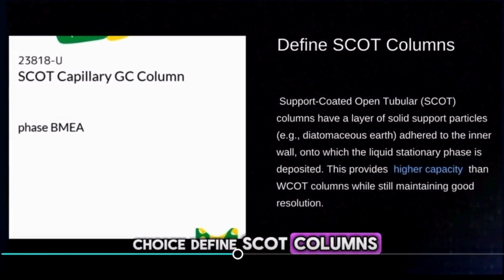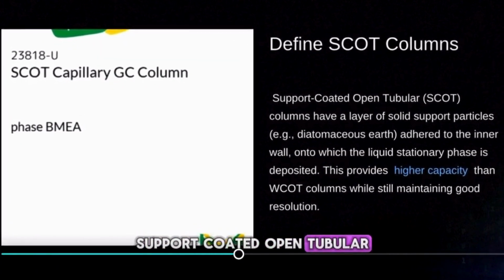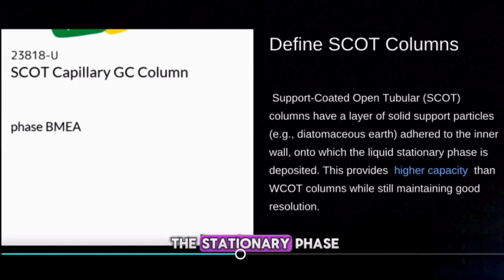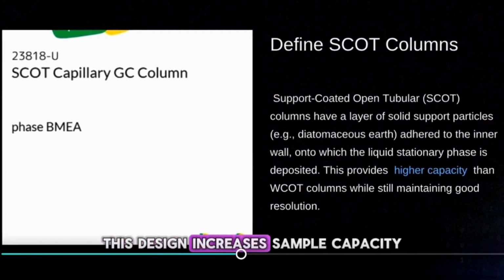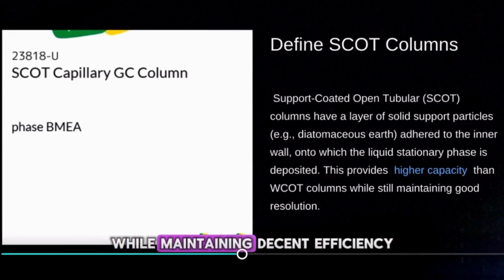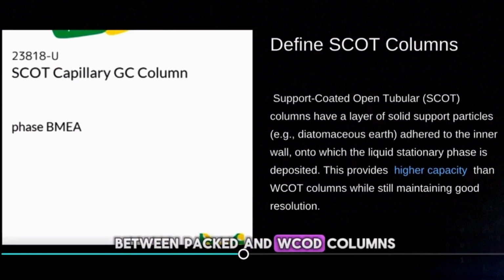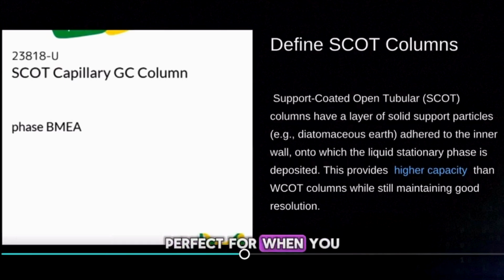Define SCOT columns. Support-coated open tubular (SCOT) columns have tiny particles on the wall to hold the stationary phase. This design increases sample capacity while maintaining decent efficiency. They're a middle ground between packed and WCOT columns. Perfect for when you need both sensitivity and sample tolerance.